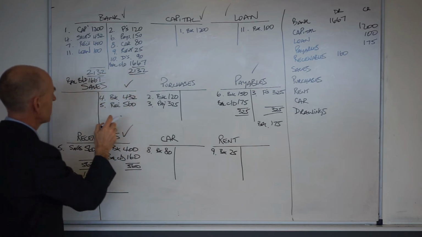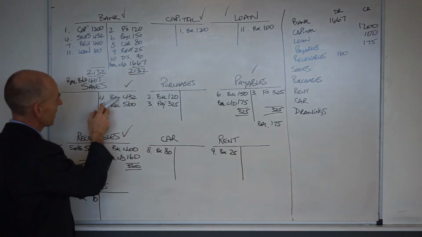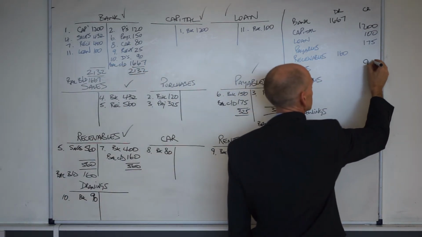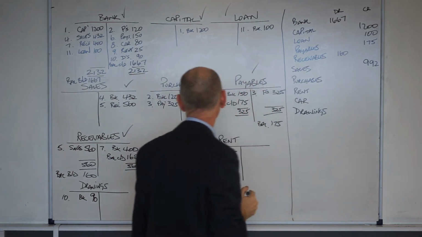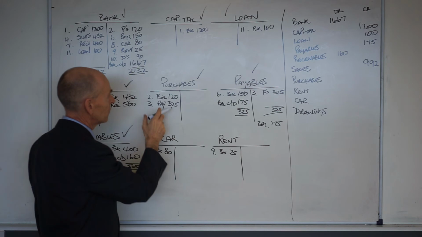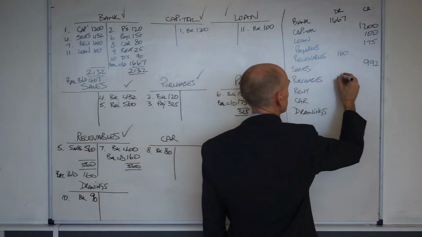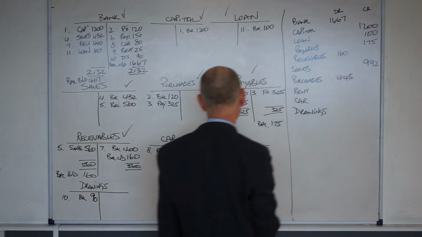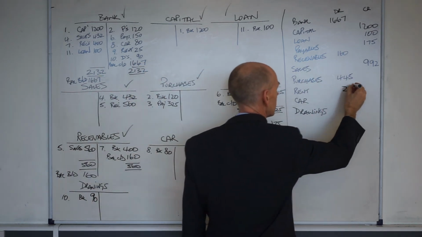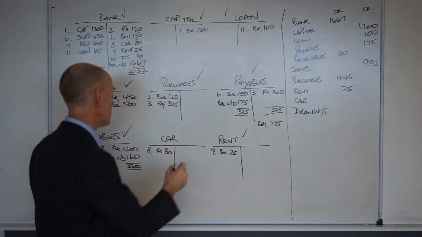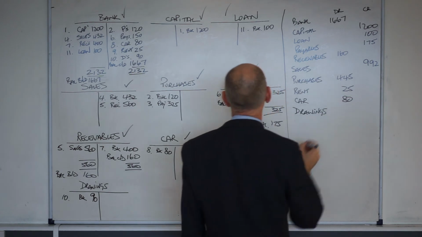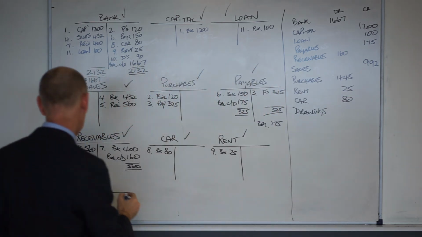Save myself a bit of time here. We can clearly see there's a credit amount there of 992. 992 on sales. Put that in there. Purchases has a debit amount of 445. 445 on purchases. Rent has a debit of 25. Quite clearly. Car has a debit of 80. And drawings have a debit of 90.